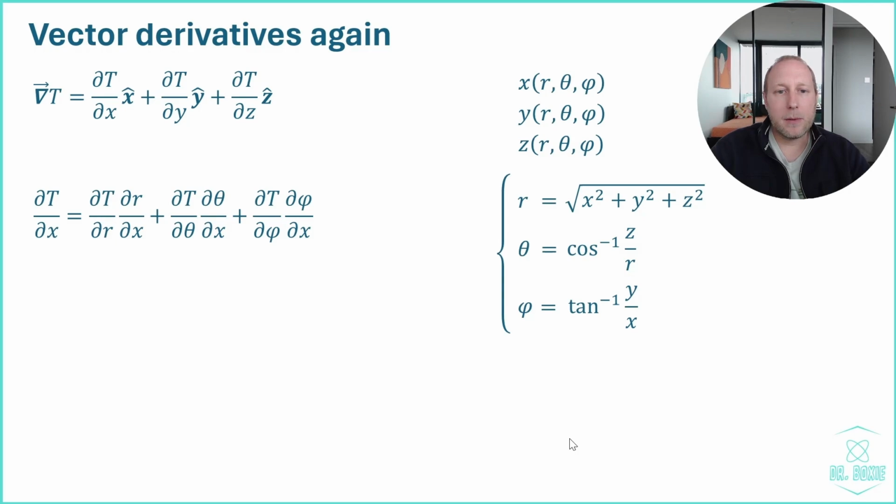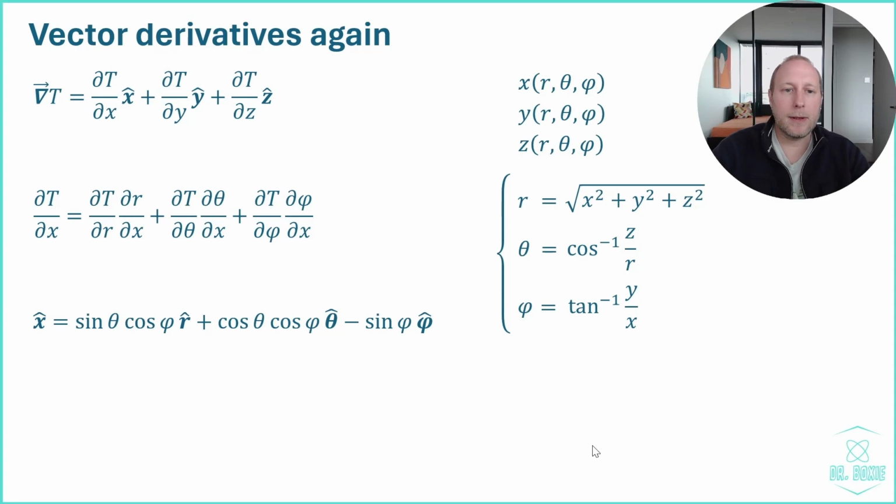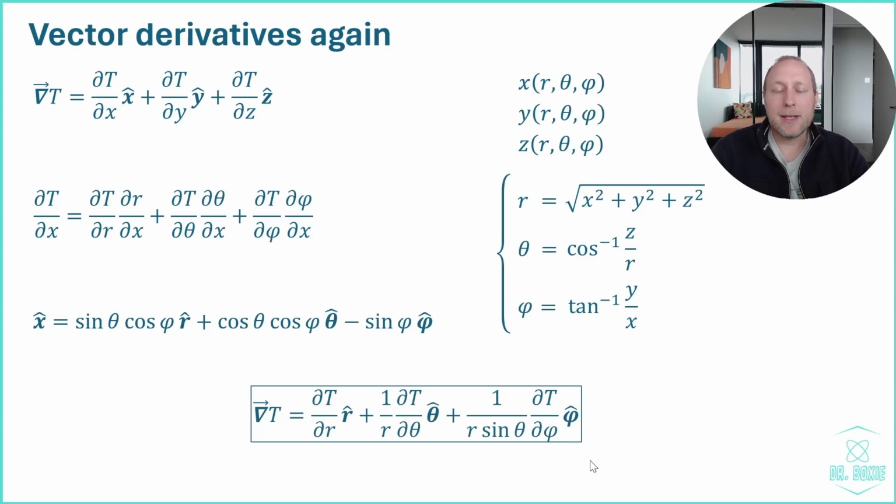Now we also have the basis vectors, the unit vectors x hat, y hat, and z hat. They also need to be replaced by r hat, theta hat, and phi hat somehow. And to do that, we saw expressions for this last time. For instance, x hat was given by this expression here with r hat, theta hat, and phi hat. And we do the same thing for y hat and z hat. We also had expressions for them last time. And if we plug all of this into the definition of the gradient in Cartesian coordinates, the one I wrote at the top left, and we collect all the r hat terms, all the theta hat terms, and all the phi hat terms, we get this expression. So this is the expression for the gradient in spherical coordinates.